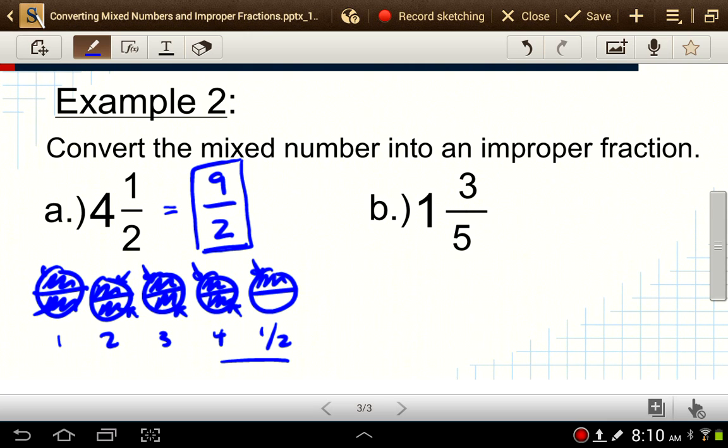over 2. Okay, improper fractions, guys, are when you have a fraction that is representing more than 1. That makes it improper. Okay, example B here, 1 3/5.